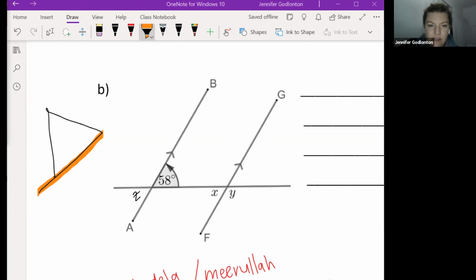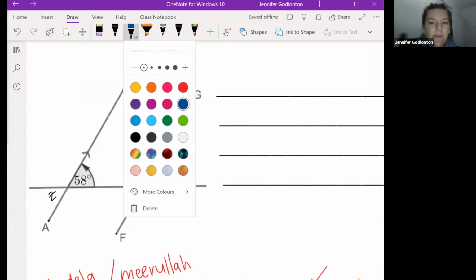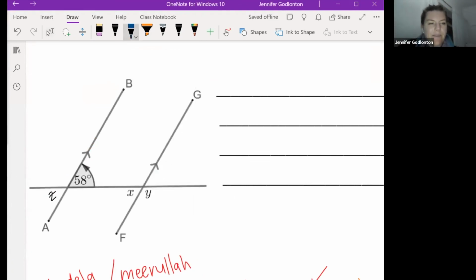Okay, we've got some answers coming in. Let's go. Apiwe, give me one answer. You can choose any letter you like. Z. Okay, cool. Z is going to be equal to 58 degrees because vertically opposite angles are equal. Nice. Good. Excellent. Okay, next one.